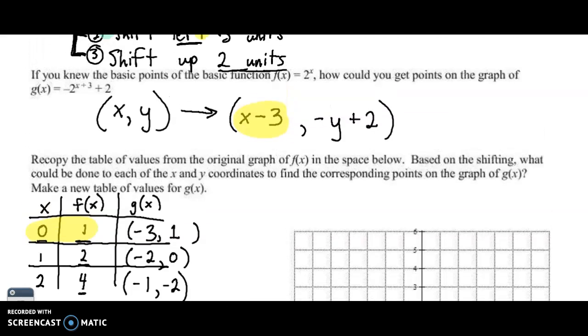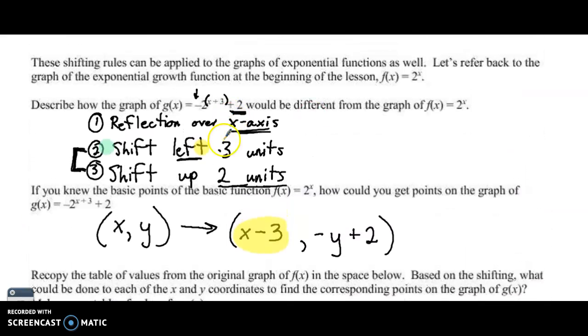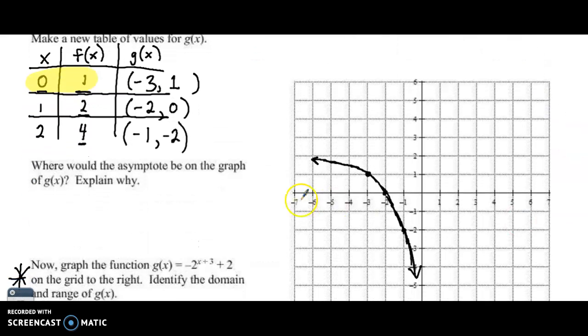We could easily go up and find how it was shifted up 2 units. So instead of the horizontal asymptote being at y equals 0, the horizontal asymptote will be at y equals 2. So horizontal asymptote at y equals 2. Why? It was shifted up 2 units.